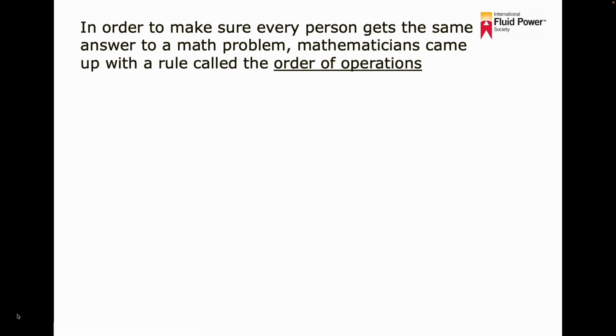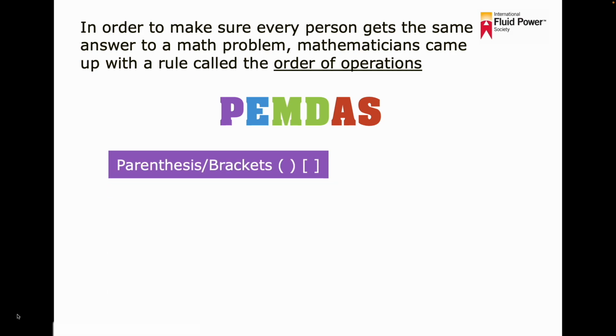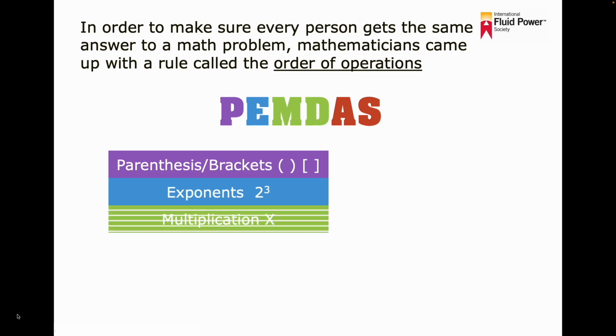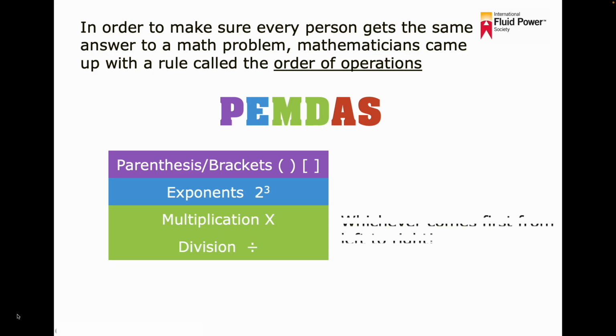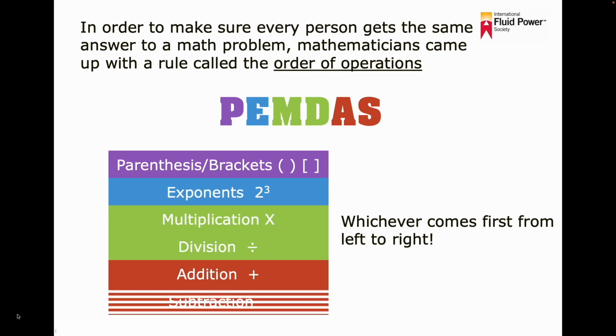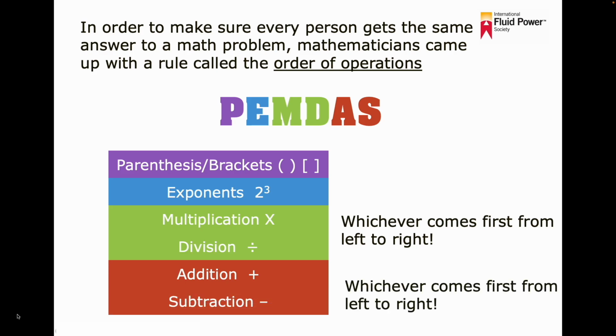a rule called the order of operations, and we assign that to an acronym called PEMDAS. So what is PEMDAS? It's an acronym that stands for first, parentheses and brackets, second, exponents, third is multiplication, then next comes division, whichever comes first from left to right in multiplication and division, and then comes addition, and then subtraction, and again, whichever comes first from left to right in addition and subtraction.